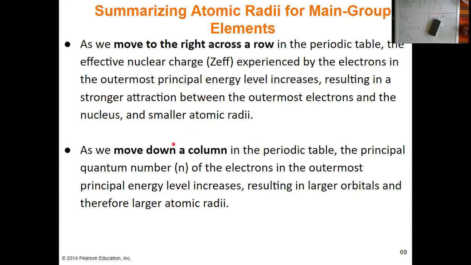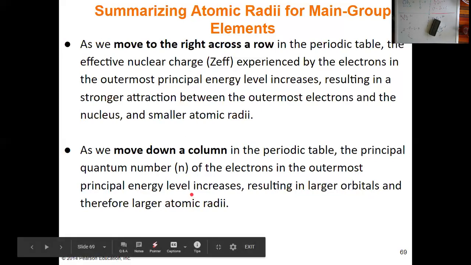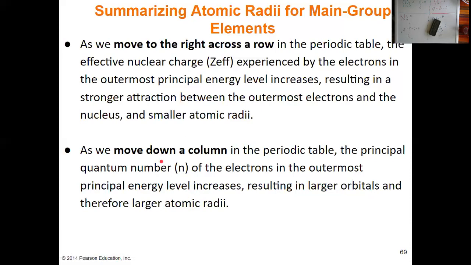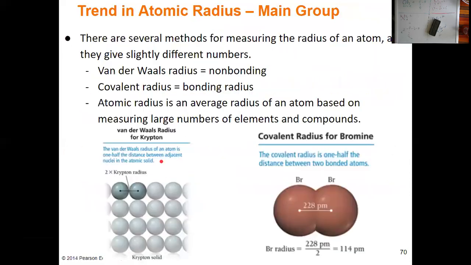As we move down the columns in the periodic table, we are adding energy levels to our atoms. This is maybe the most practical trend, because atoms that have fewer energy levels are going to be smaller. The more energy levels that we add onto our atom, the larger they get. So as we move down columns, we're going to see an increase in atomic radius. Okay, those are our main trends.